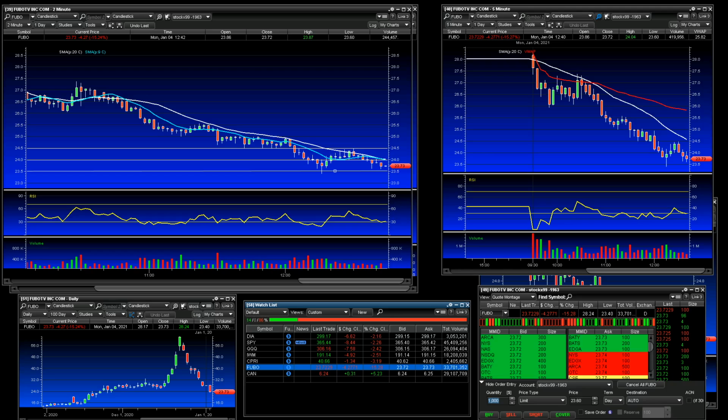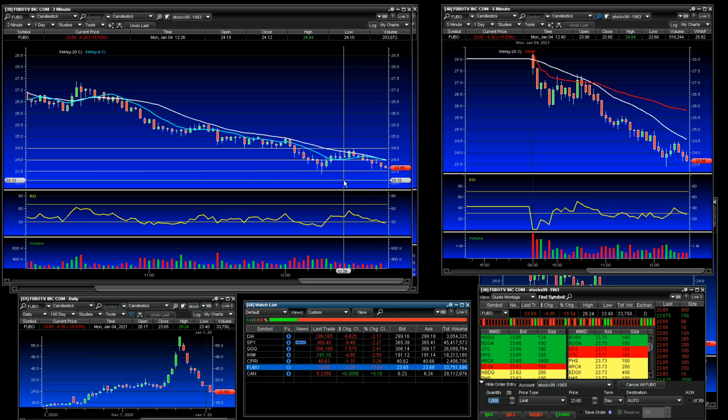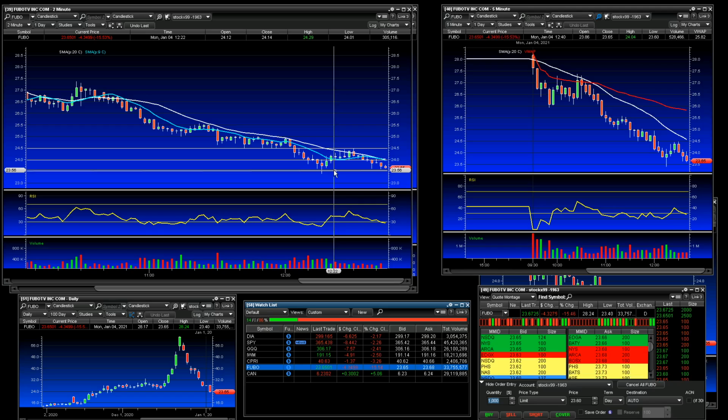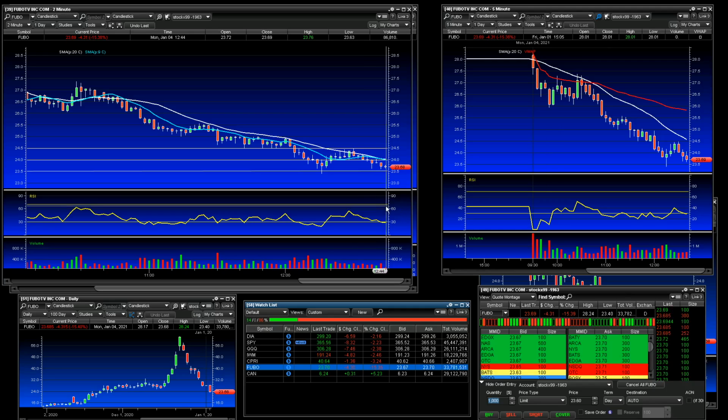SPY is heading down to take out new lows. FUBO is holding. We need a break of 23.50 and we need about one more push. One or two more 2-minute bars and we shall be there hopefully. So let's just keep this trade going.